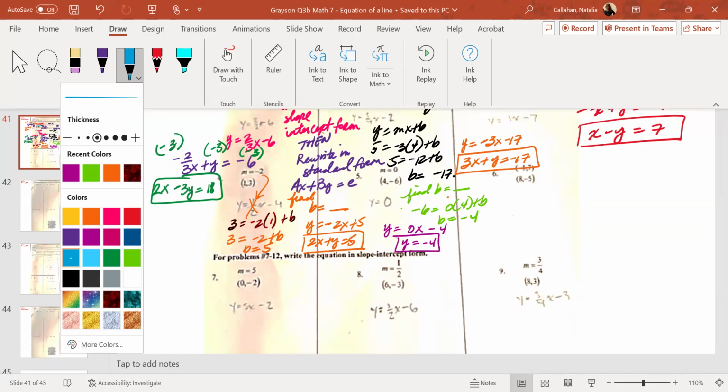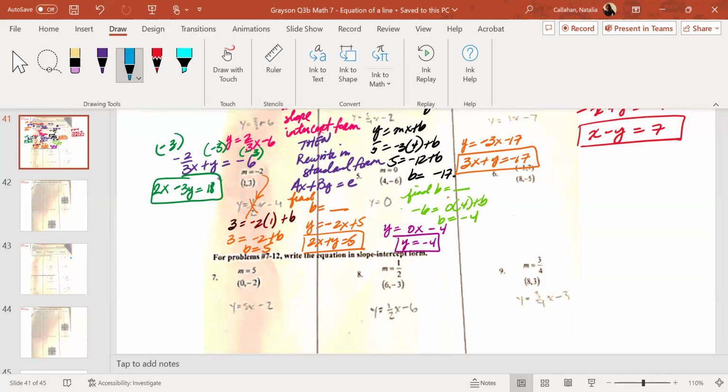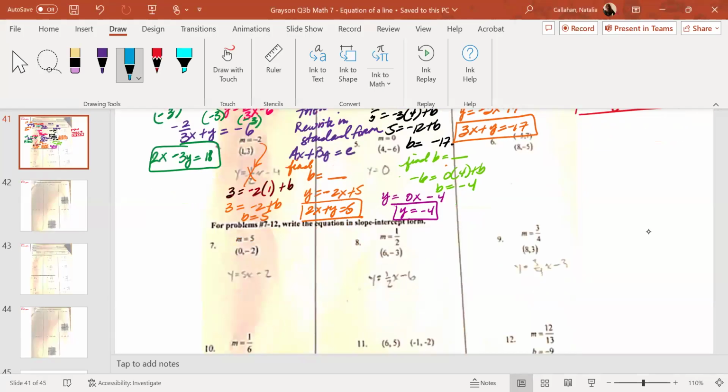You know when you're done with number 5. Number 5 is the same thing as number 4. Okay, take a look at number 6. What's different with number 6 and all the other ones? Both points. So what do you need to find first?